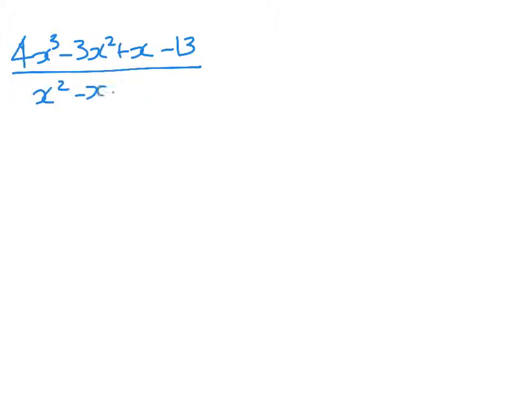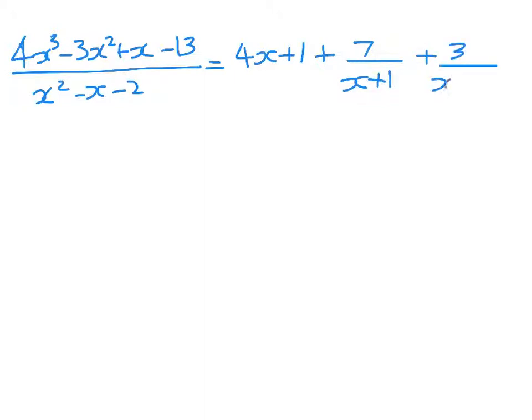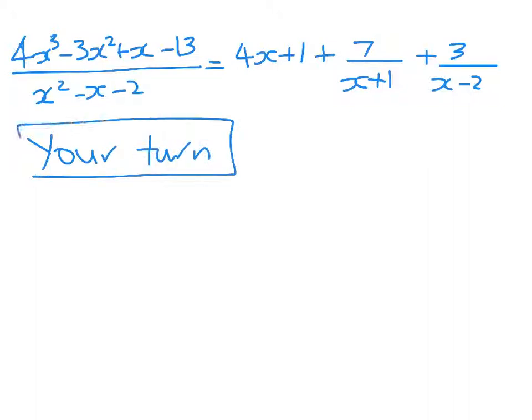So here's my final answer. I've got 4x cubed minus 3x squared plus x minus 13 over x squared minus x minus 2, and we got our linear factor 4x plus 1 plus 7 over x plus 1 plus 3 over x minus 2. So there you go. Okay, one for you to try. I'll give you the answer in class. We can discuss it there.